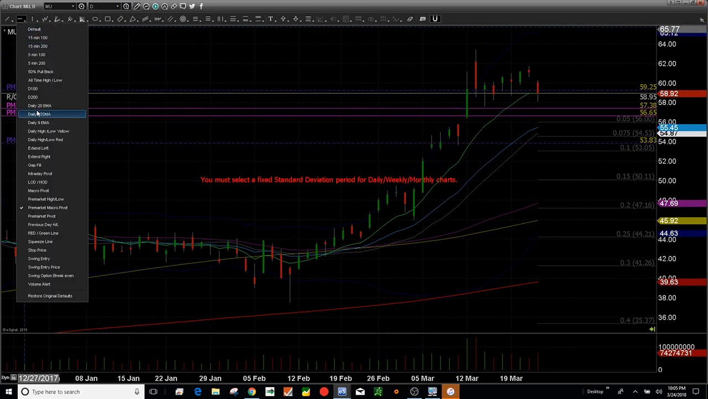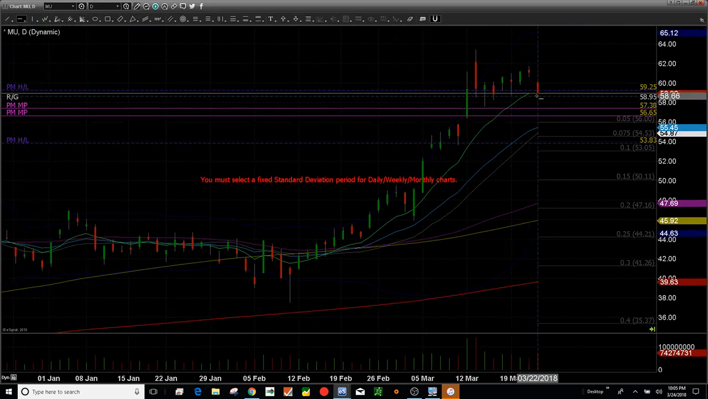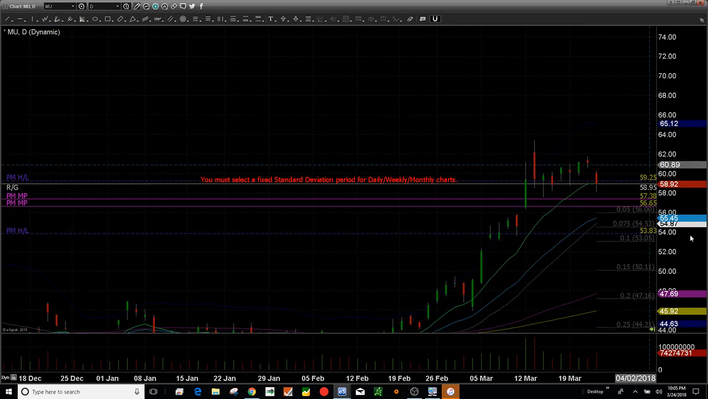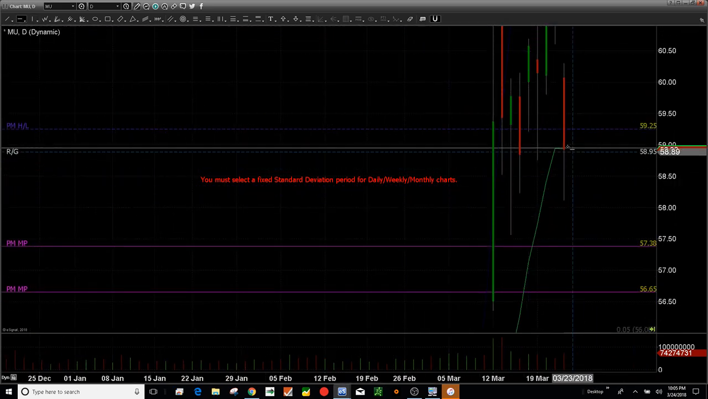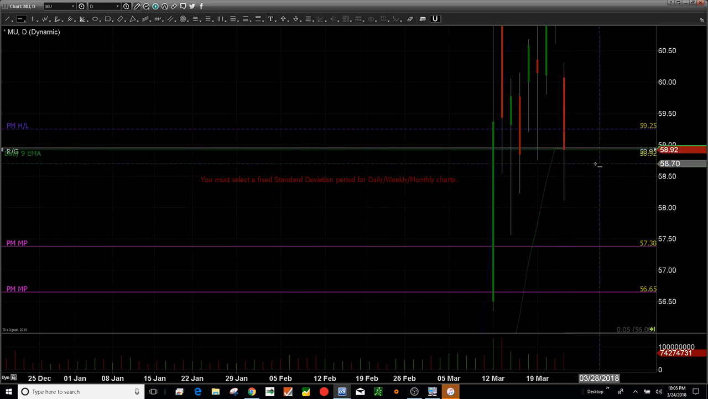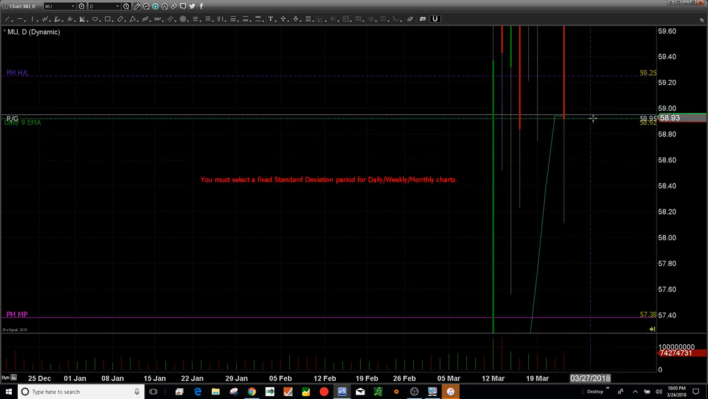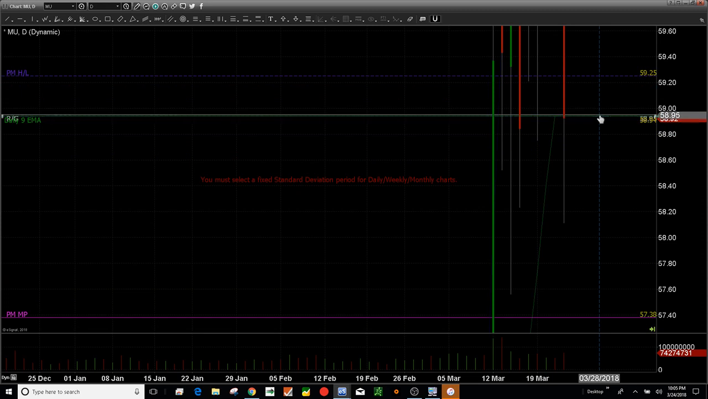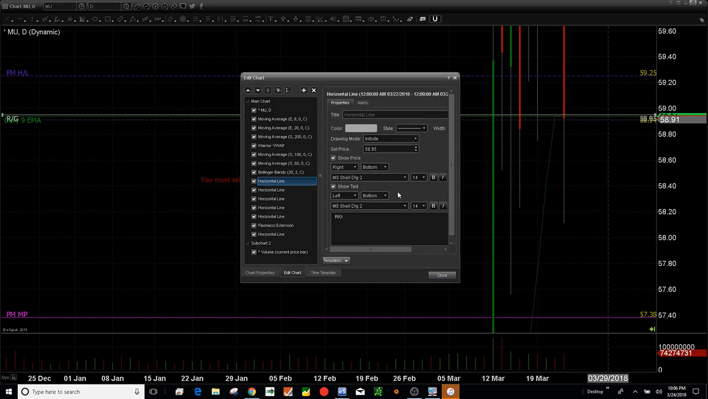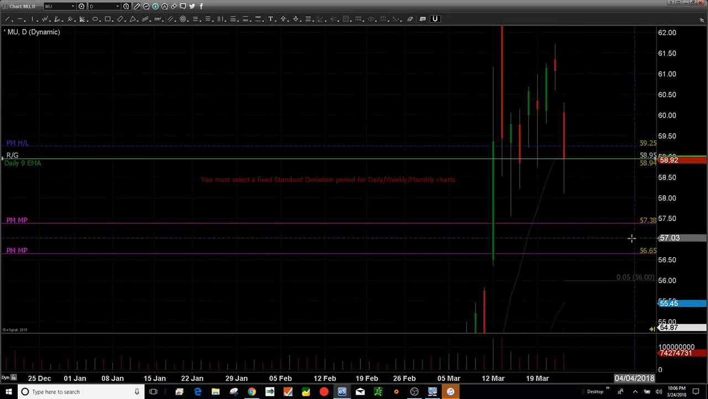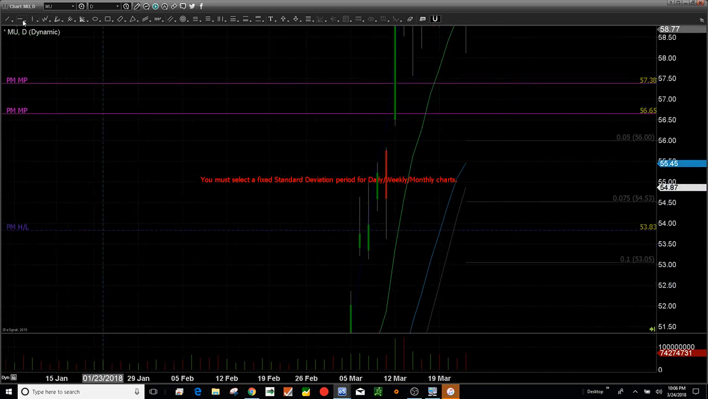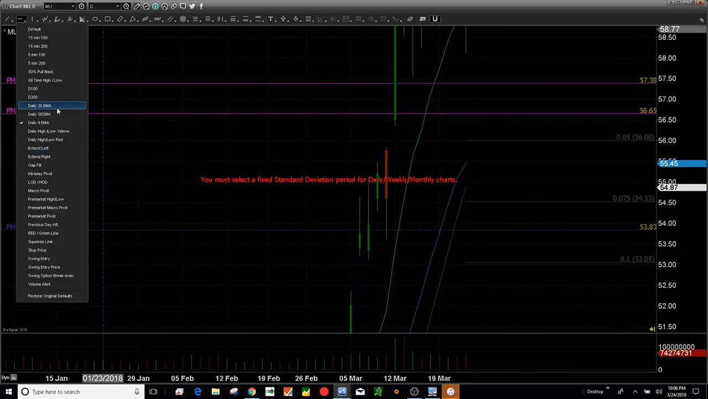Okay, so I like to mark where the 9 EMA is for the day, and if you can tell, it's right there. So the red to green and the 9 EMA are pretty much married to each other, okay? And then I'll adjust this to make it a little bit easier to read. So they're right next to each other. Then I like to remark the 20 EMA.